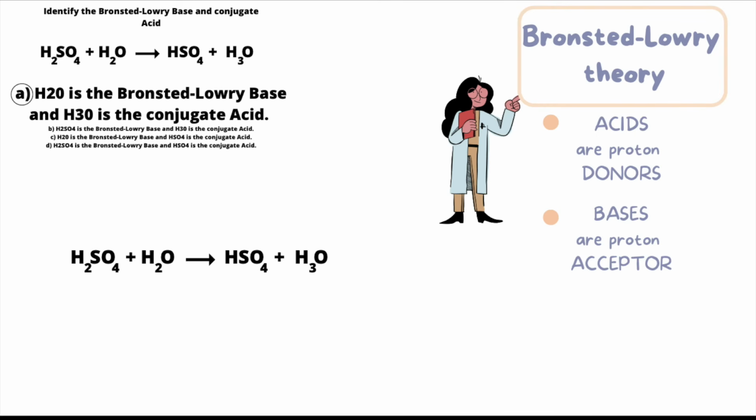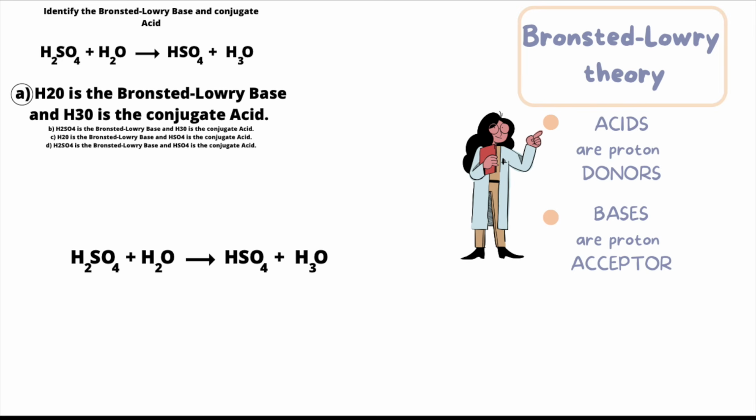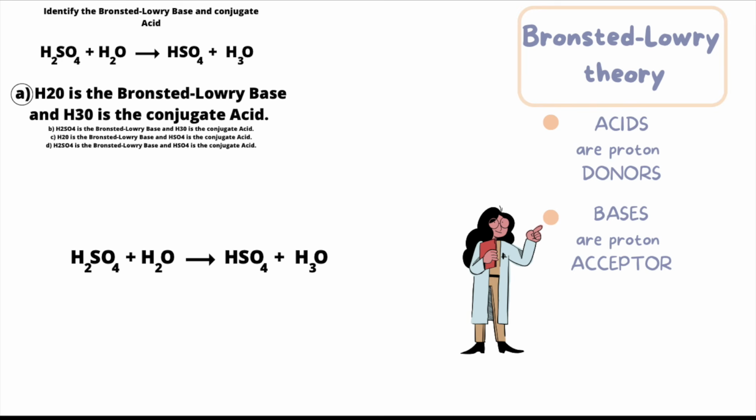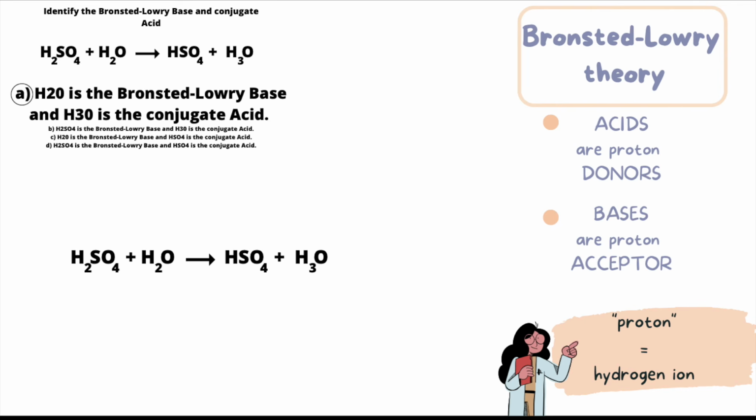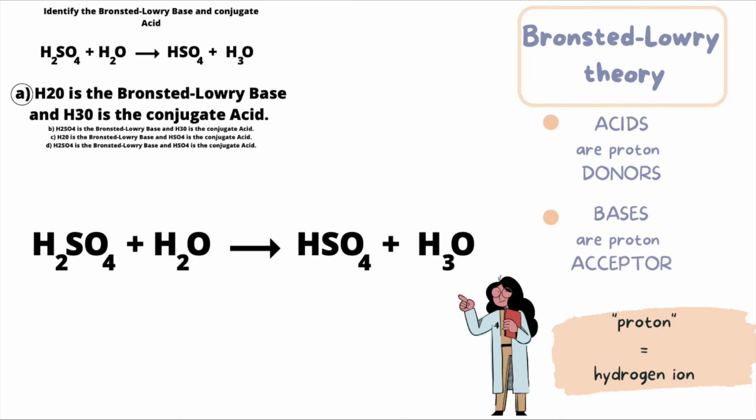The Bronsted-Lowry theory states that acids are proton donors. In other words, they lose a proton. And bases are proton acceptors. In other words, they gain protons. Remember, protons are equivalent to hydrogen ions when we talk about acids and bases. Let's look at our equation.